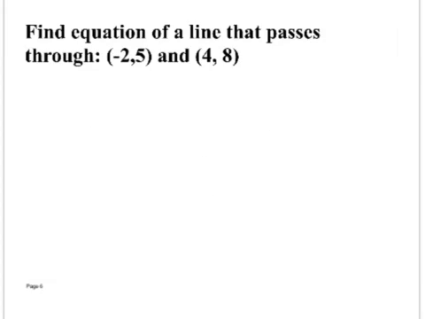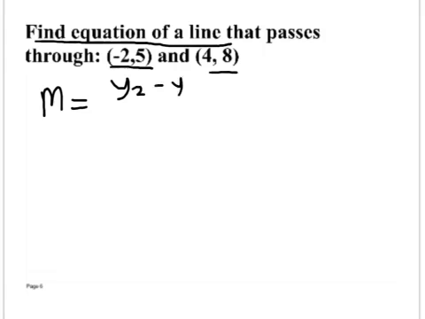So we're supposed to find an equation of a line that passes through -2,5 and 4,8. Go ahead and write down -2,5 and 4,8 in your notes, and write find equation of a line passed through these 2 points. What we need to do first is find our m, or slope. We were given a formula for slope a few days ago: y2 minus y1 over x2 minus x1.